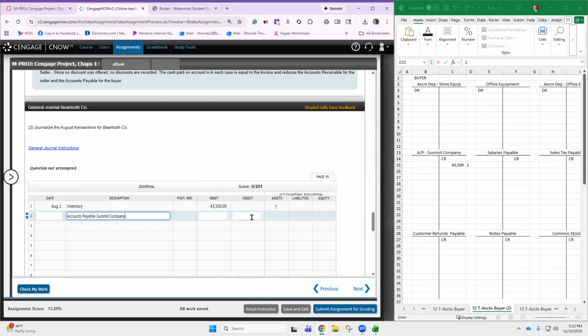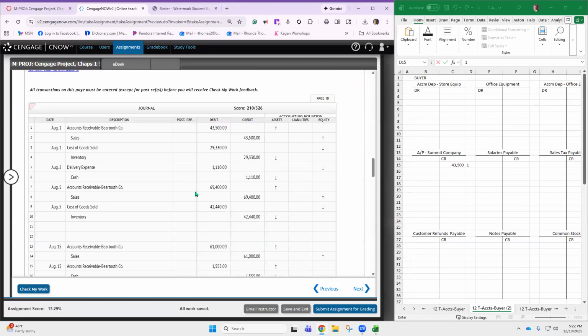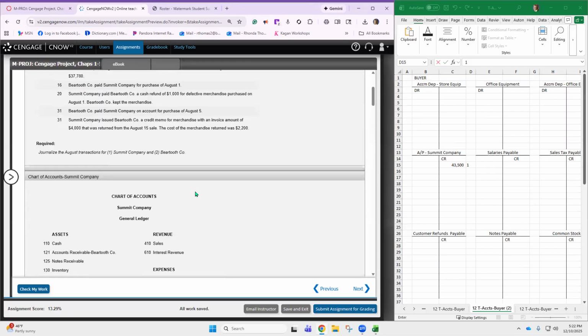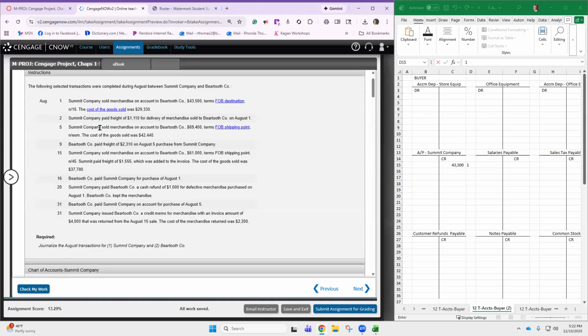We're going to put that in, and of course we need a credit for the same amount. So that took care of August 1st with the sale, right? Okay. So then when we go back and reread what we've got going on, the second piece is the seller paying the freight. So August 2nd, do we do anything as the buyer? No. August 2nd, there's nothing for us to do because it was not our responsibility to pay shipping. That was just the seller only entry.